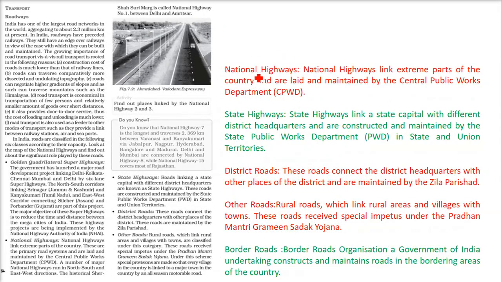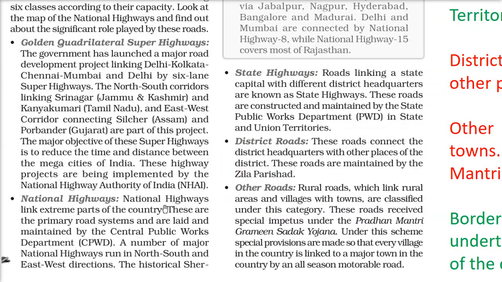So we were talking about the super highways we just saw. Then we have national highways. These national highways link extreme parts of the country, and they are laid and maintained by the CPWD, the Central Public Works Department. National highways are made to link extreme parts of the country, in the north, south and east-west directions.